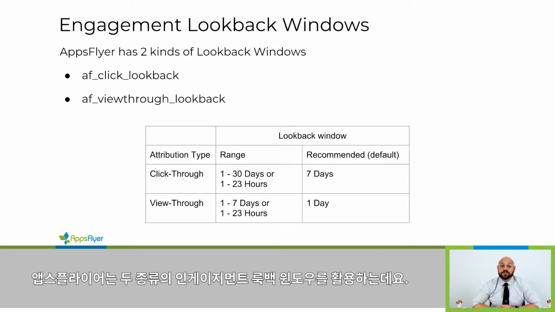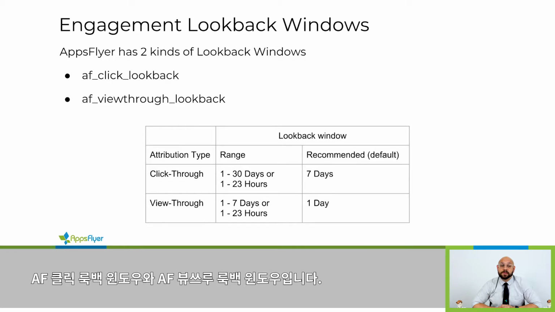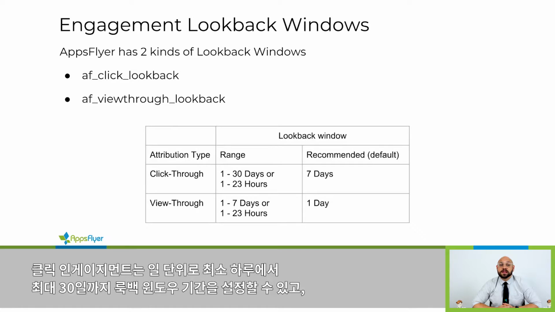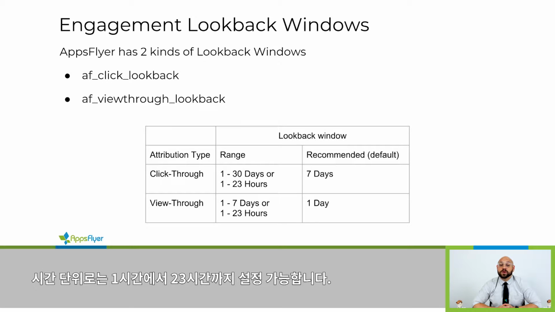AppsFlyer actually has 2 kinds of engagement lookback windows. They have what's called the AF Click Lookback window and the AF View Through Lookback window. Basically, how you can think about this is that you want to be able to set lookback windows for the different engagement types. Click engagements have a range of 1 to 30 days if you're doing it on a day time scale, or 1 to 23 hours if you're doing it on an hourly scale. We recommend a 7-day lookback window for clicks.